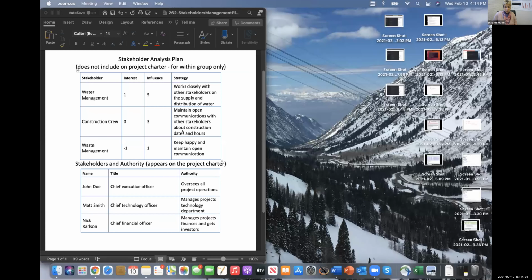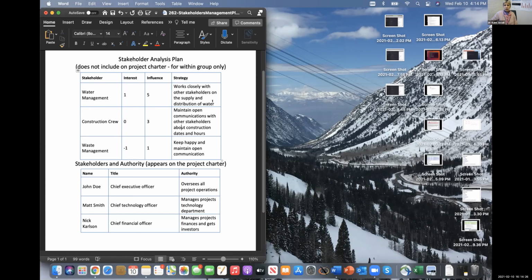Robert, do you want to share? Robert, are you here? Okay. This is what I got. I don't know if I did it correctly. So water management workshop, work closely with other stakeholders on the supply and distribution of water. That's the work they do. What relationship would they have with your project?